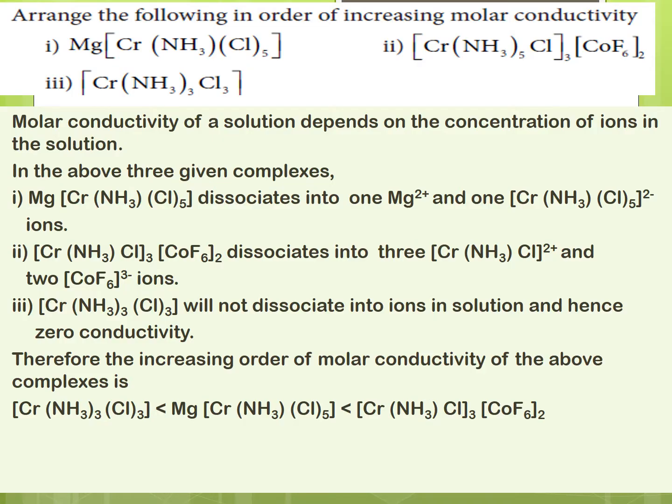The next question is: arrange the following in order of increasing molar conductivity. Before going into the complexes in detail, first you must know what molar conductivity is. See, when you take solutions in terms of molar concentration, provided the solutions are all electrolytes. Electrolytes mean that when current is supplied, the solutions conduct electricity. How? Because the electrolytes dissociate into positive and negative ions.